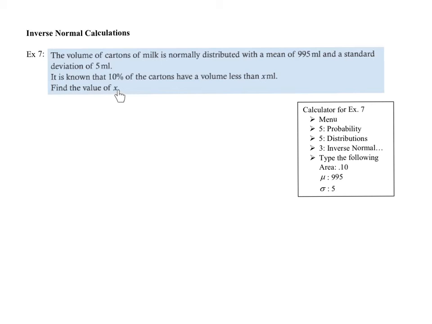So this time we know that there's a 10% probability that a carton would have less than X milliliters. We just don't know how many milliliters that is. So I guess we could make a quick sketch here. If you think of that normal curve, here is 10%. There's a 10% probability that there's less than X milliliters, so we need to find that number of milliliters. So we'll use the calculator to do that, and here are the steps.